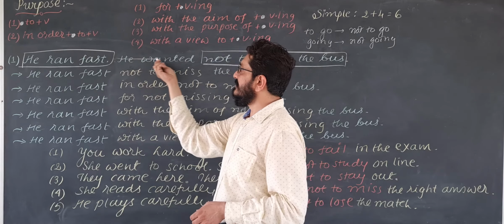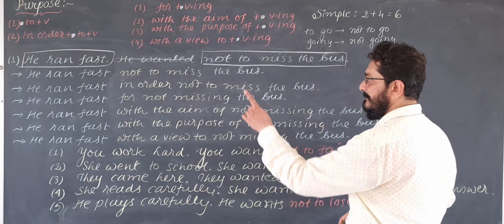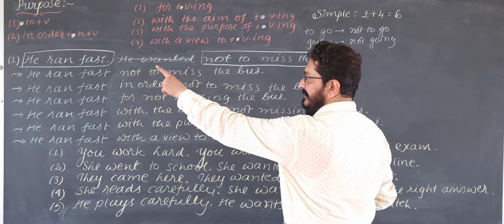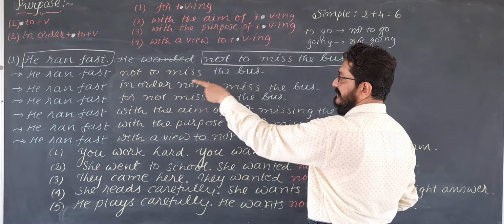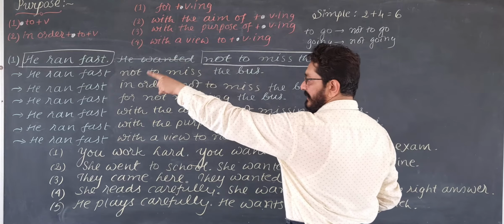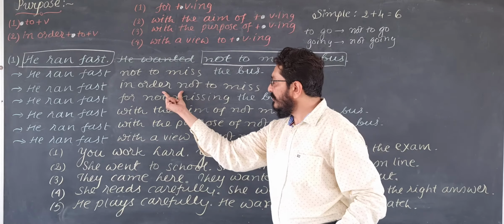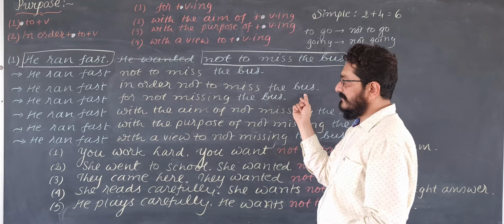Remove these 2 words, not to, he wanted. Now join these 2 sentences. He ran fast, not to miss the bus. He ran fast in order not to miss the bus.